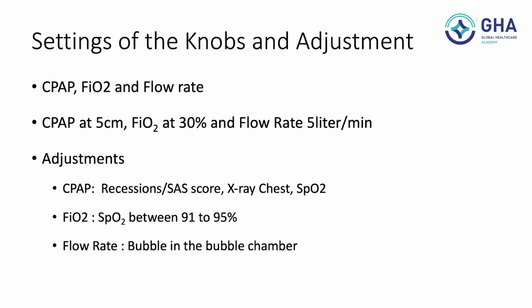Now, immediately you need to see if the flow rate of 5 liters per minute is adequate or not by looking at the bubbles in the bubble chamber. If bubbles are there in the bubble chamber, it means that your flow rate is adequate. If there are no bubbles in the bubble chamber, you need to increase the flow rate or look for leaks in the circuit.